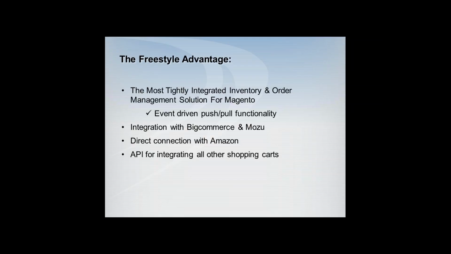Now what I mean by that, an event is when a customer places an order. Freestyle sees that, and it'll pull it down automatically in that near real time, essentially about 60 seconds or less, depending on your internet connection. We also offer integration with both BigCommerce and Mozu as your main e-commerce platform. Then of course we have our direct connection with Amazon for both your Seller Central and FBA orders. And then finally we do have an API for integrating any and all other shopping carts or marketplaces.